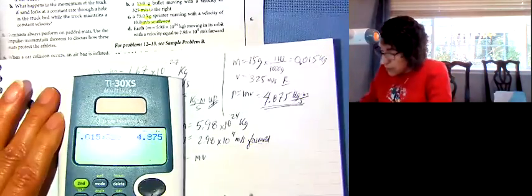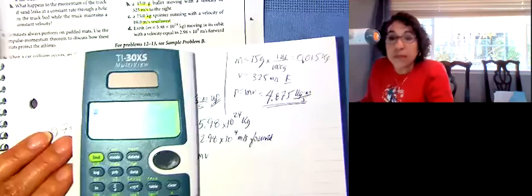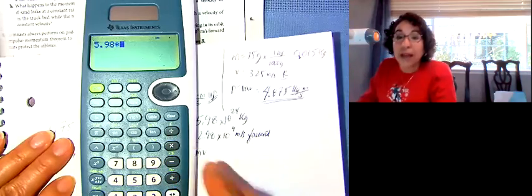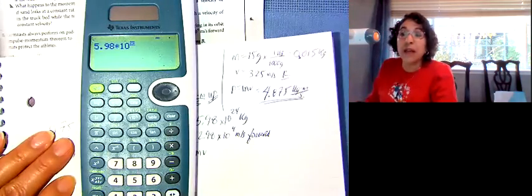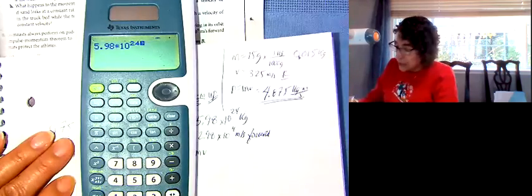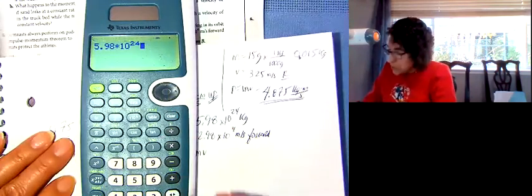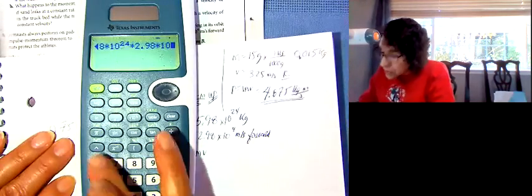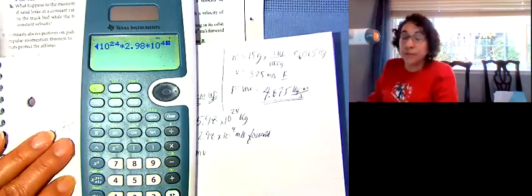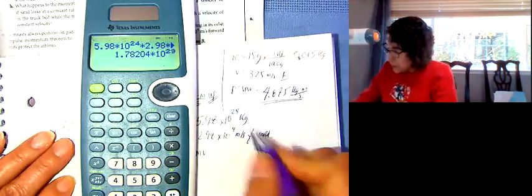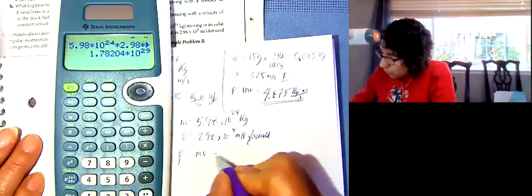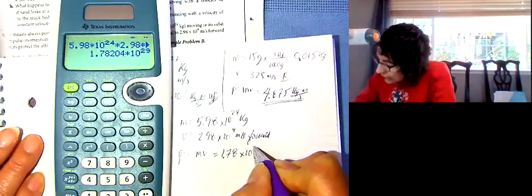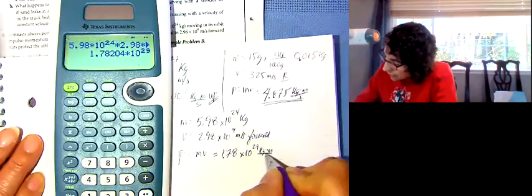Let's see how we use our calculator for that. I've got, let's see if you guys can see here, 5.98 times 10 to, they use the caret, and this is a big one, 24. Again, I have to hit this button here to make it come down, times 2.98 times 10 to the caret 4, and I get a big number. I get 1.78 times 10 to the 29th kilogram meters per second.